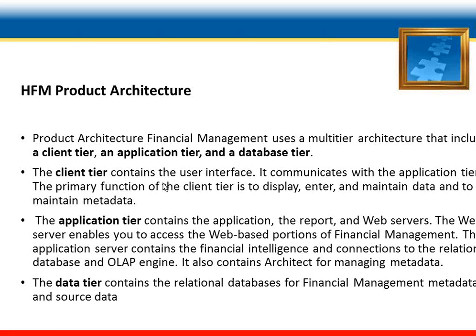The application tier contains the application, the report, and the web servers. The web server enables you to access the web-based portion of Financial Management. The application server contains the financial intelligence and connection to the relational database and OLAP engine. It also contains Architect for managing metadata. That means it communicates with the client tier as well as the data tier. The data tier contains the relational database for financial management, metadata and source data.